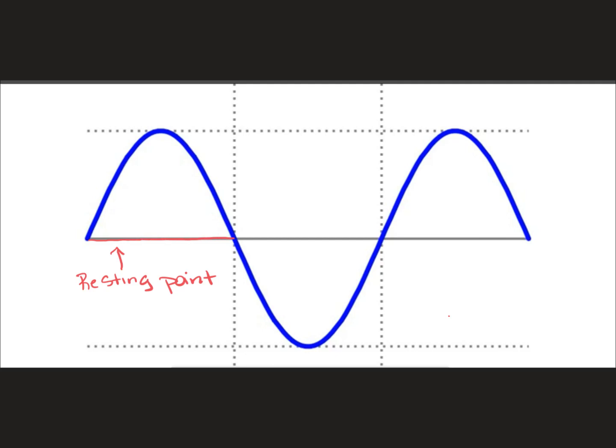The amplitude is measured from the resting point to the highest point. So this line right here is the amplitude. It can also be measured from the resting point to the lowest point. So again, this is the amplitude.